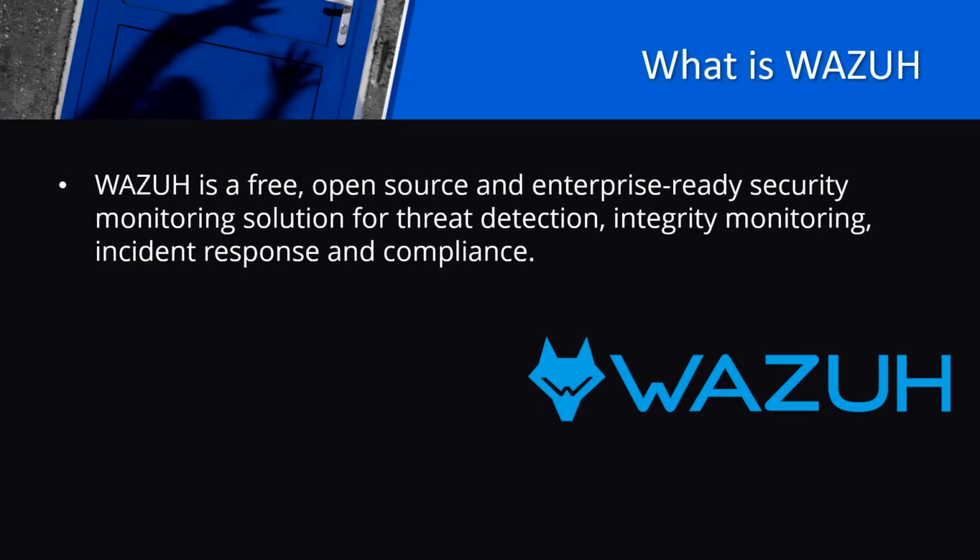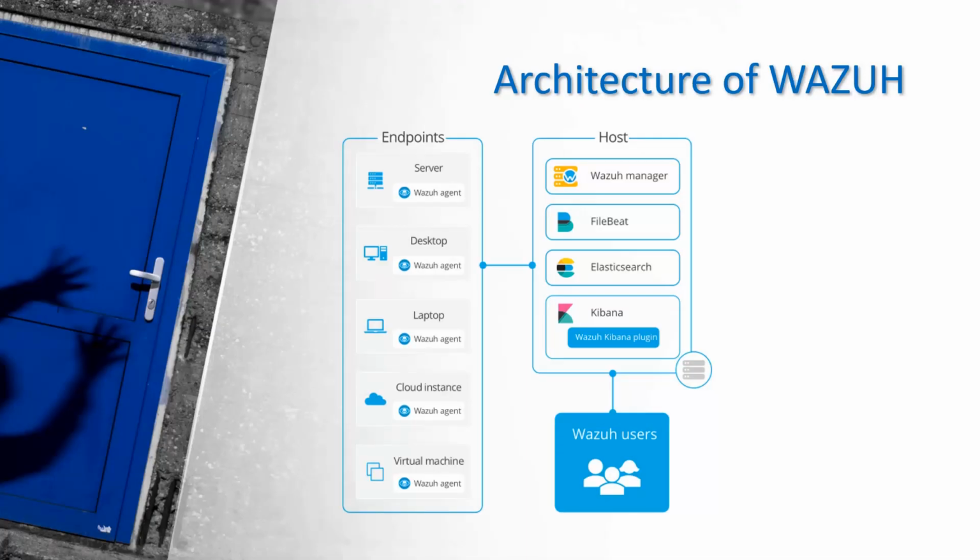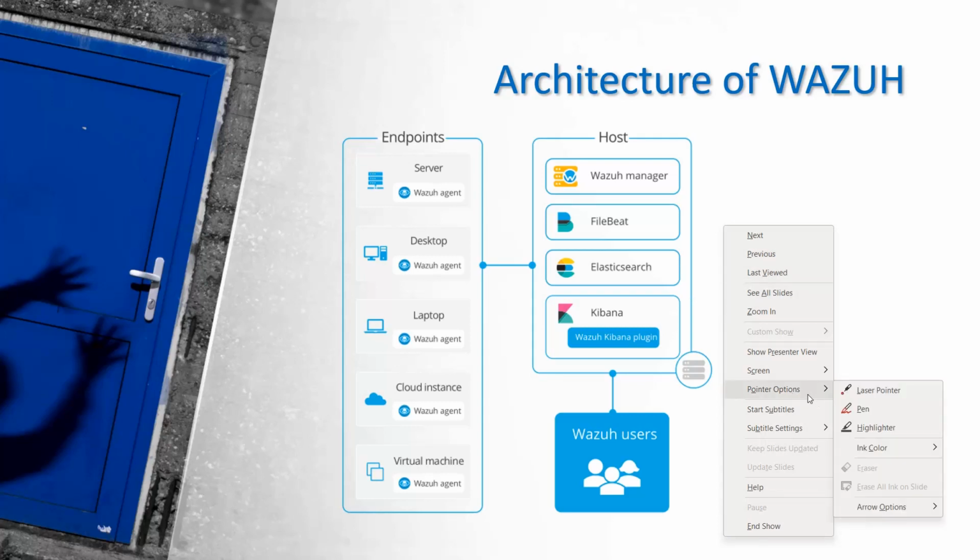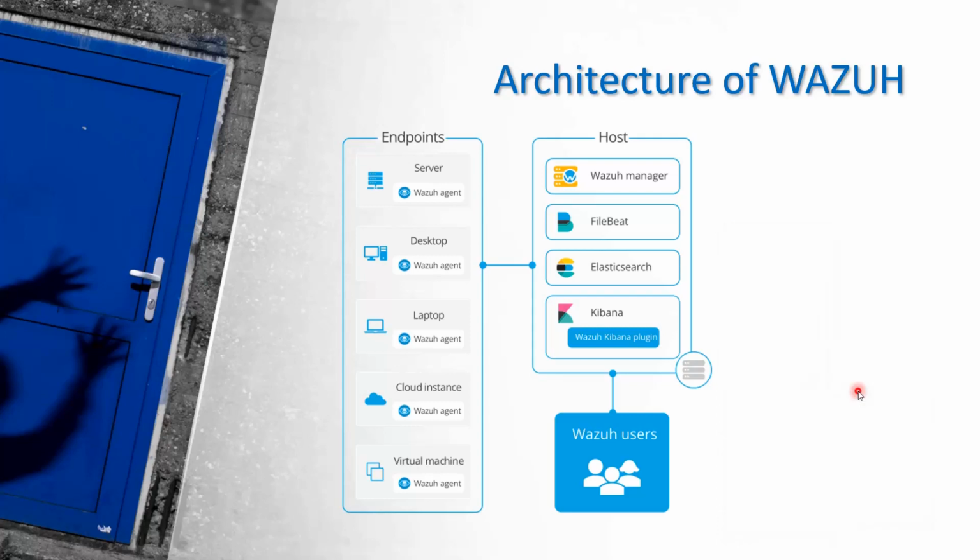Wazuh is a free, open source and enterprise-ready security monitoring solution for threat detection, integrity monitoring, incident response and compliance. How to install Wazuh and what is the architecture of Wazuh? Basically, Wazuh consists of Wazuh Manager, Filebeat, Elasticsearch and Kibana. And once all are configured, we have placed the Wazuh plugin inside Kibana to visualize the data.